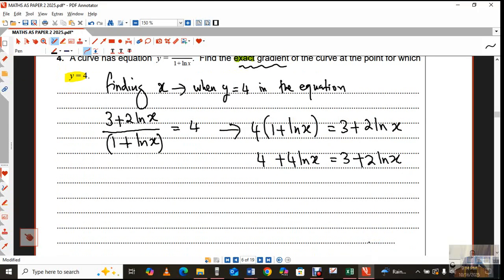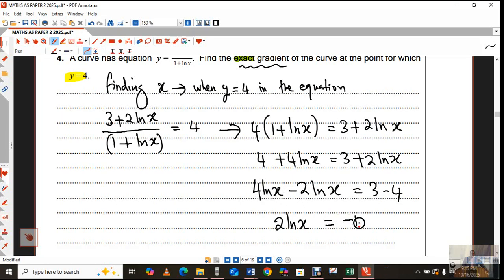Then at the end of the day, if I consider the like terms, I have 4 natural log of x, minus 2 natural log of x, and that equals 3, take away 4, if you take the numbers together. This is leaving you with 2 times the natural log of x, because like coefficients, think of this natural log of x as an operator, okay?